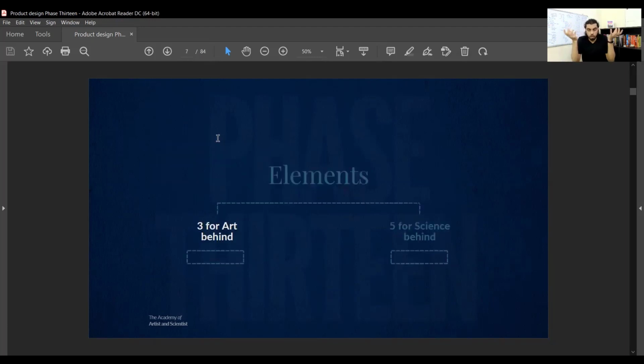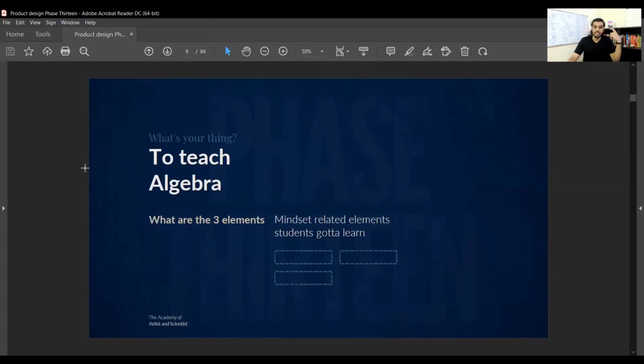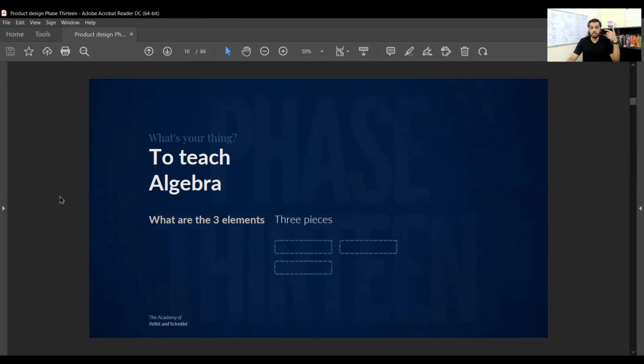Typically for me, if you already know what art is and what science is: art is more of the psychological part, where it's mindset. Science is all about framework, strategy, steps. So when you move on to the mindset part of it, say you teach algebra, what are the three elements related to mindset that students have to learn? What are the three pieces they need to be doing when it comes to the mindset part?